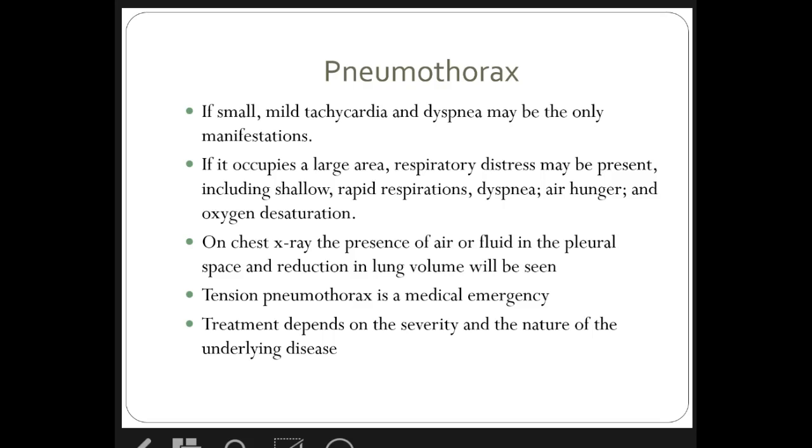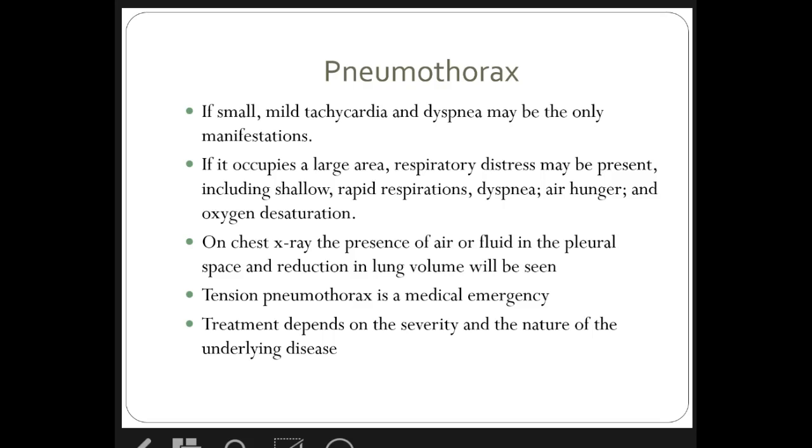On the chest X-ray, the presence of air or fluid in the pleural space and a reduction in lung volume will be seen, as demonstrated in a previous slide. A tension pneumothorax is a medical emergency, and the treatment will depend on the severity and the nature of the underlying disease. On auscultation, you will not hear any breath sounds over the collapsed lung area. With tension pneumothorax, respiratory and cardiovascular status are compromised, and if not treated promptly, the patient can die.